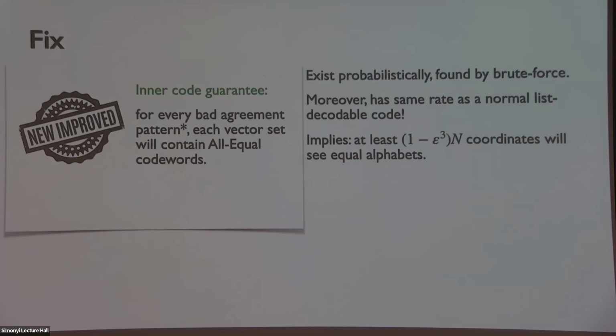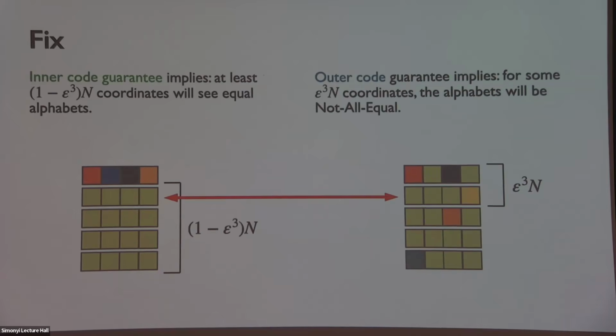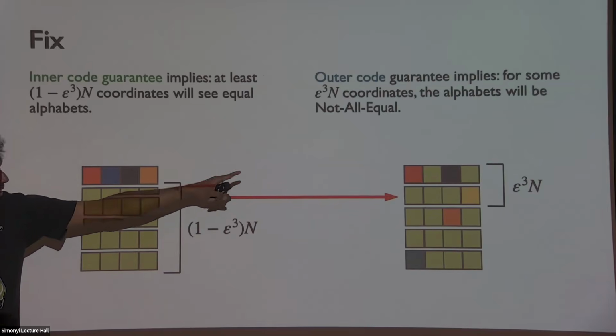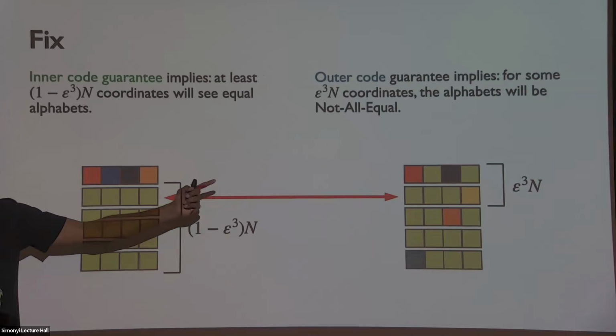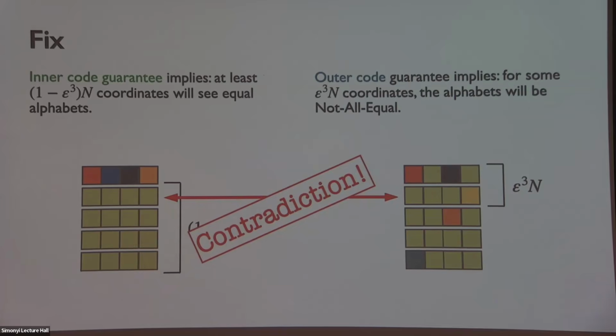So this implies that for these many coordinates, you will see all equal alphabets. The inner code guarantee says that you'll see all equal alphabets on these many coordinates. The outer code guarantee then says that you'll see epsilon cubed n coordinates that do not see all equal alphabets. There's going to be one coordinate where there's a mismatch. So you get your contradiction there.